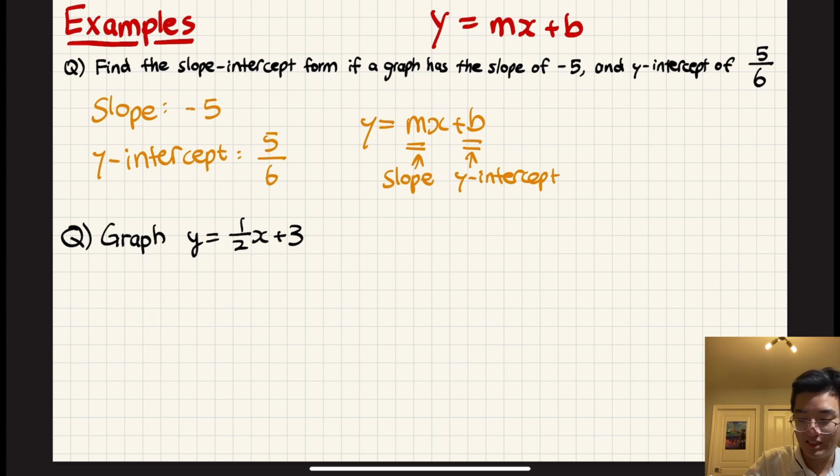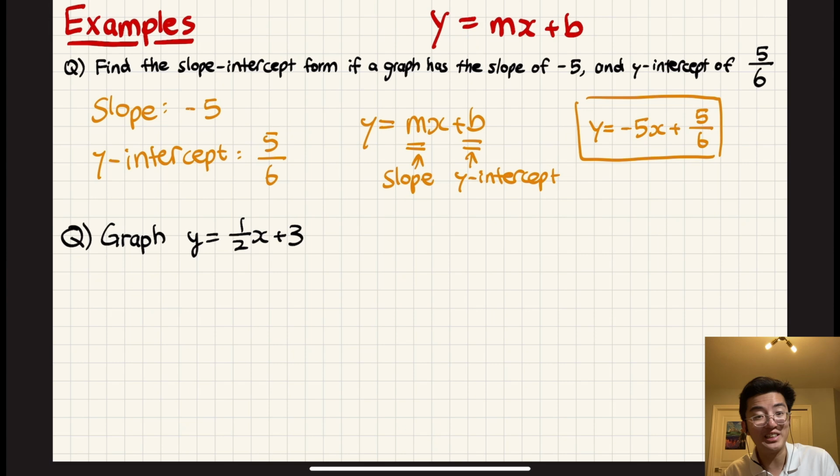So as the slope-intercept form of this particular graph, we have y equals -5x plus 5/6. And that's pretty much it. This is a really nice form for us because it tells us exactly how to make the graph. It tells us where this line touches the y-axis and what the slope of the line is. With those two pieces of information, we can pretty much graph any linear relation we want.